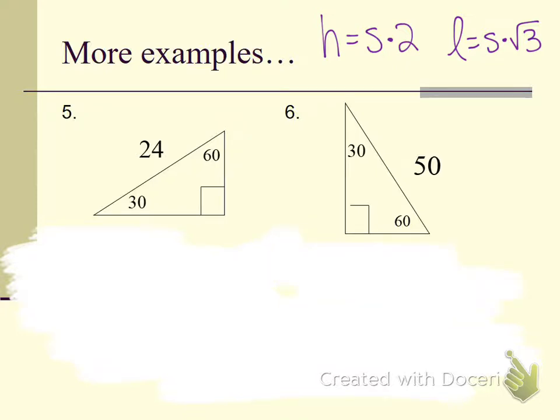On number 5, which side did they give us right away? The hypotenuse. Okay, we should find which side next? Short side next. So that's across from the 30-degree angle.